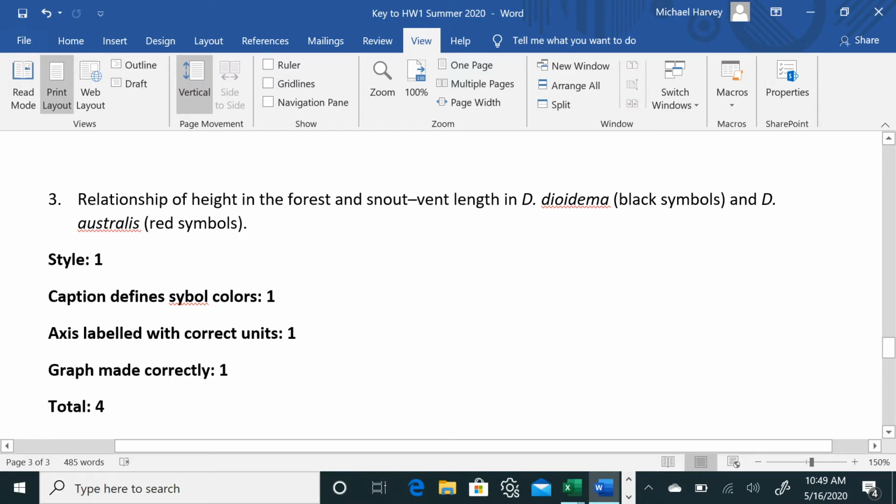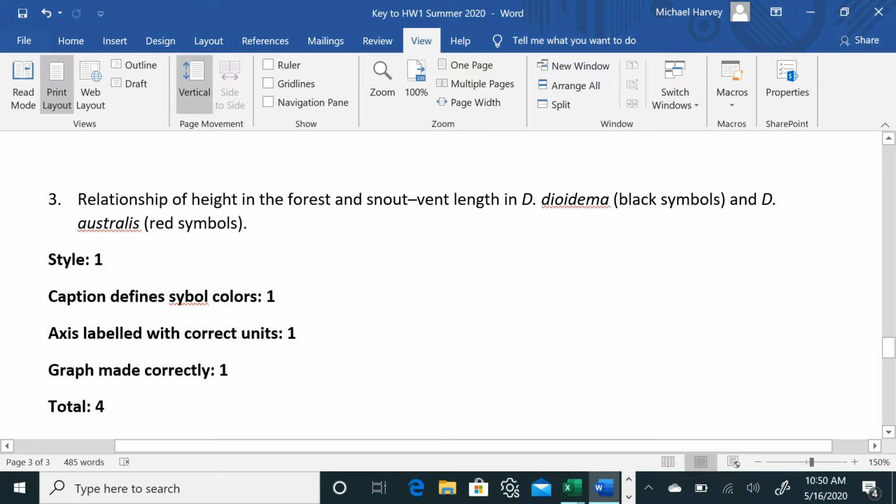Okay. Now for the other one, so the third graph you had to make, you were going to sort of see if snout vent length was somehow correlated with height in the forest. All right. And so that's kind of what we're looking at. We're looking for a relationship between the height in the forest and the snout vent length.